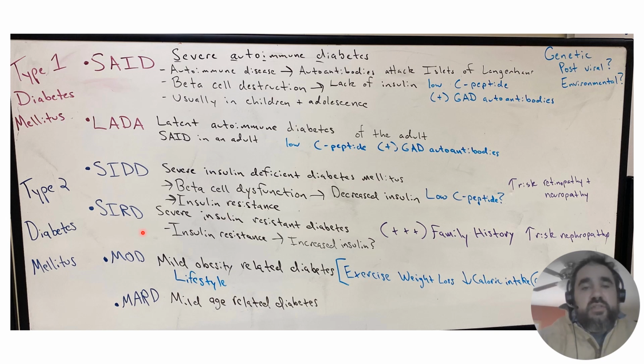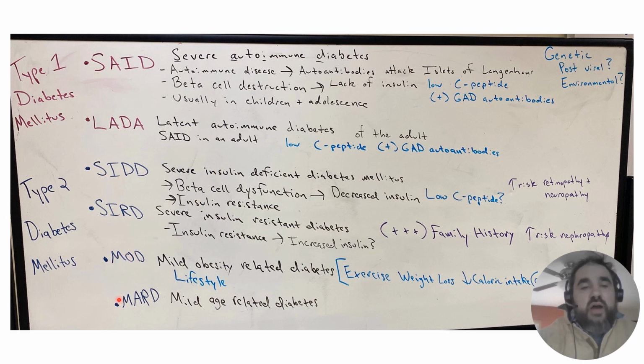So SIRD patients have severe insulin resistance, so potentially higher levels of insulin at first. They usually have a stronger family history, or both of these do actually. And SIRD patients have a high risk of nephropathy. So we've seen that with studies. SID, high risk of retinopathy and neuropathy. SIRD, high risk of nephropathy. Okay, and both these have a strong genetic predisposition, and usually a younger age of onset.